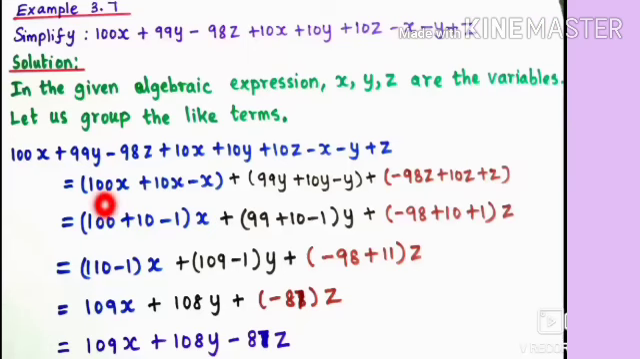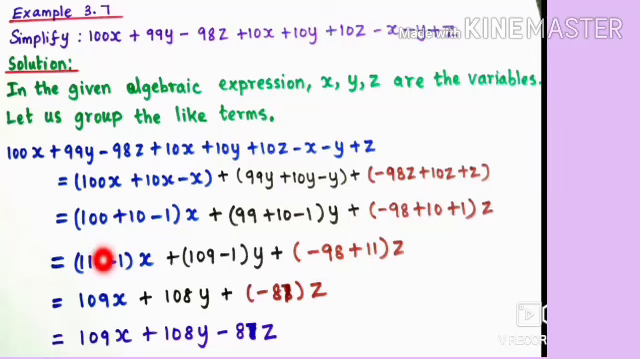So here the coefficients of x are 100 plus 10 minus 1x, and the coefficients of y are 99 plus 10 minus 1y, and the coefficients of z are minus 98 plus 10 plus 1. And in the next step, 100 plus 10 is 110 minus 1x, 99 plus 10 is 109, 109 minus 1y, plus minus 98, and 10 plus 1 is 11.